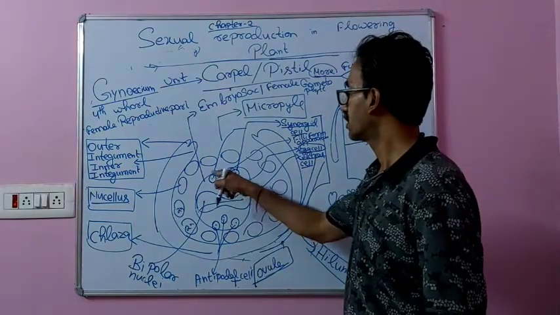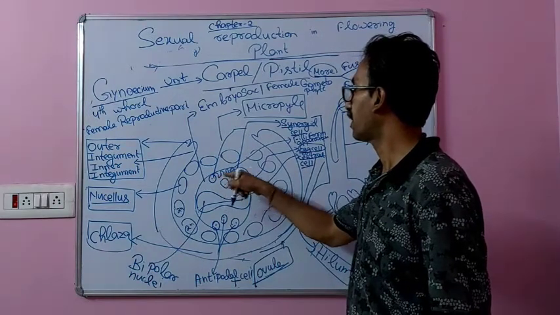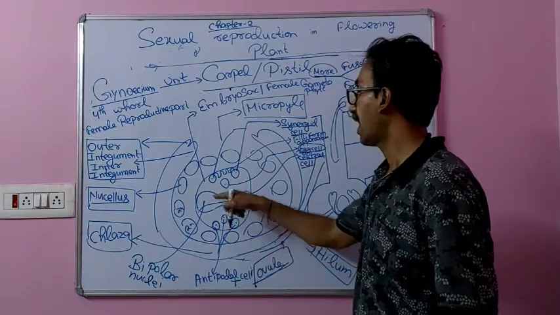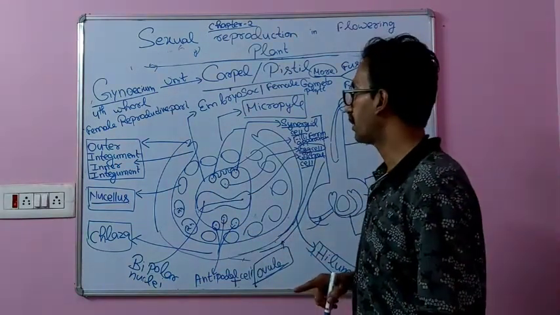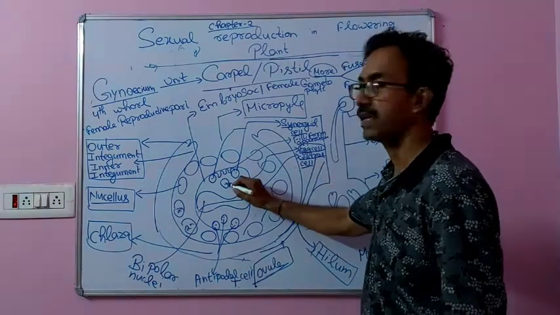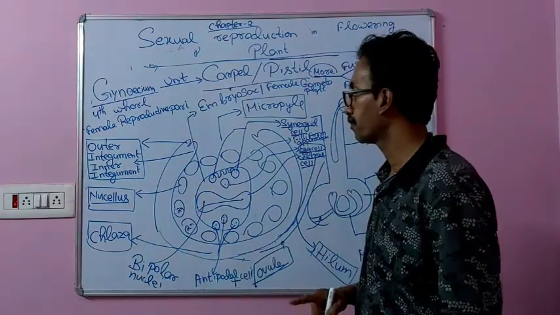So the embryo sac is a 7-celled structure: towards the micropylar end there are 3 cells, towards the chalazal end there are 3 antipodal cells, and at the center there is a single cell. Out of these, the functional cells are the central cell and the egg cell. The remaining cells do not carry out any function.